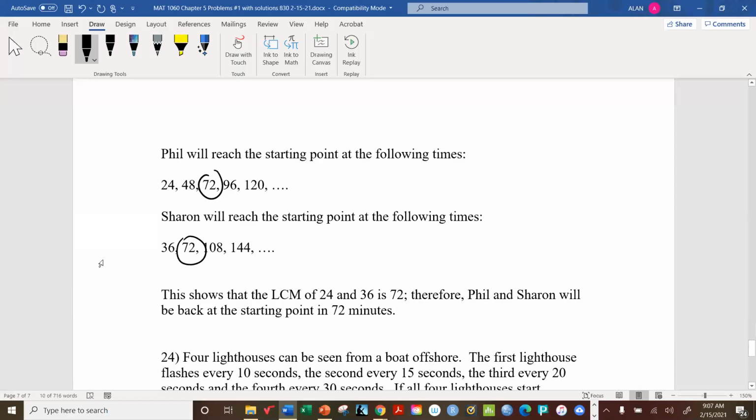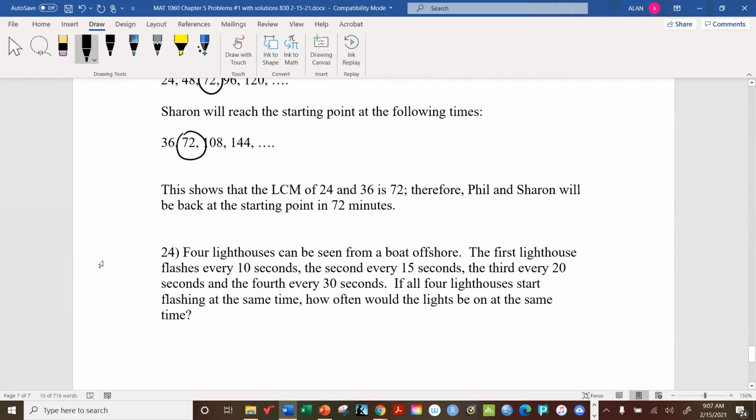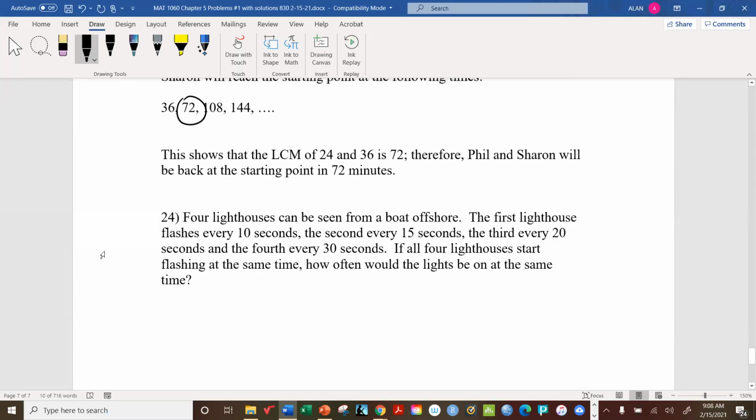Well, that being the case, let's take a look at this one. We've got lighthouses. Now, the purpose of a lighthouse is to flash and make sure ships don't crash on the shore late at night when it's too dark to see anything. So they're going to be flashing, but they're going to flash at different intervals. And this is how we can tell which one is which, by the way. So the first lighthouse flashes every 10 seconds. The second one every 15 seconds. The third one is every 20 seconds. And the fourth one is every 30 seconds. And if all four of them start at the same time, let's say they're all turned on at 8 o'clock in the morning, and they're flashing, flashing, flashing, how often would we see all four of them at the same time?